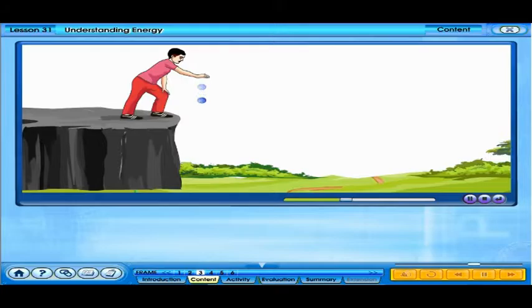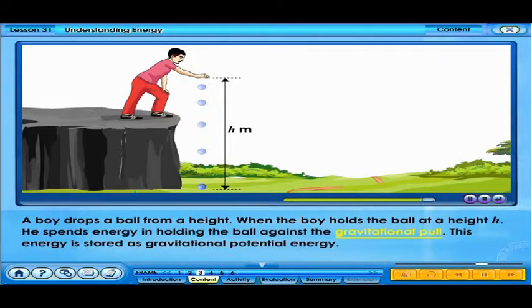Let's consider another example of gravitational potential energy. Consider a boy dropping a ball from a height. When the boy holds the ball at a height h, he spends energy in holding the ball against the gravitational pull. This energy is stored as gravitational potential energy.